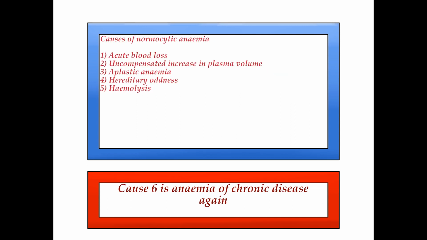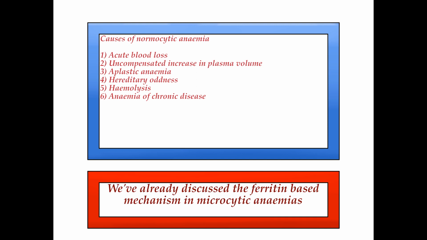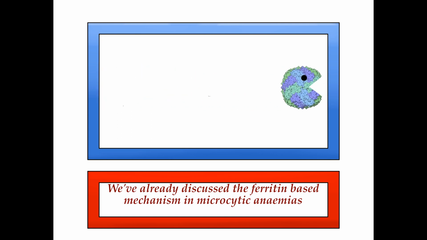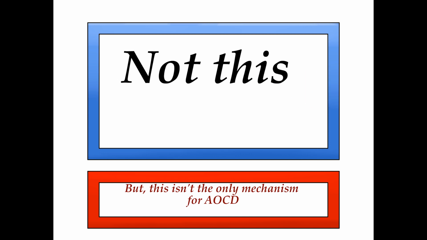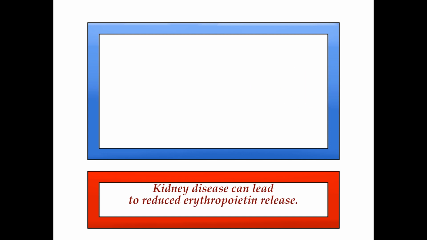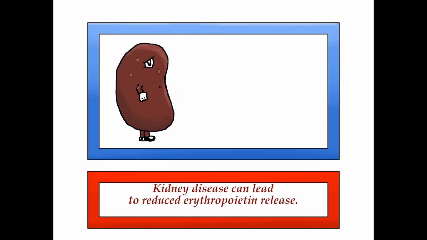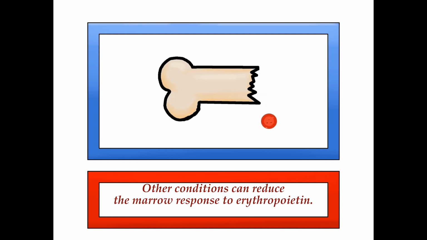Cause 6 is anemia of chronic disease again. So while we've mentioned the mechanism of ferritin reducing the amount of available iron to keep iron away from nasties, other mechanisms do exist. So, for example, in patients with kidney disease, you get reduction of erythropoietin production, which then leads to normocytic anemia. Other conditions reduce the marrow response to erythropoietin, causing much the same thing.